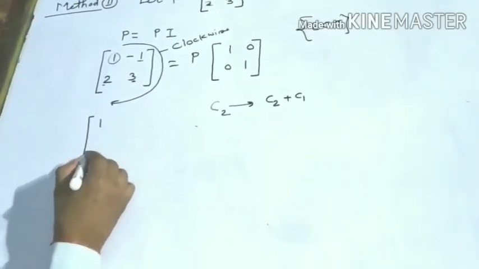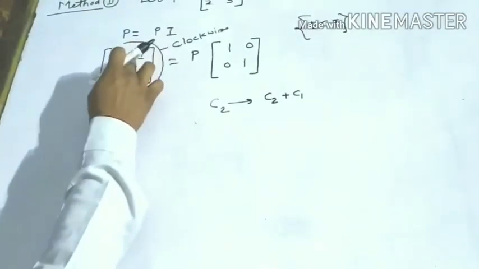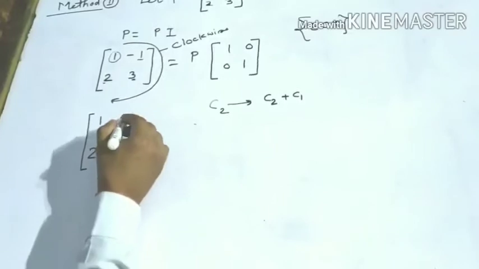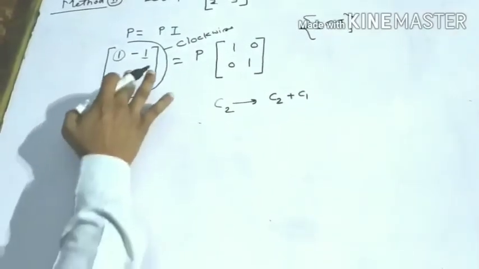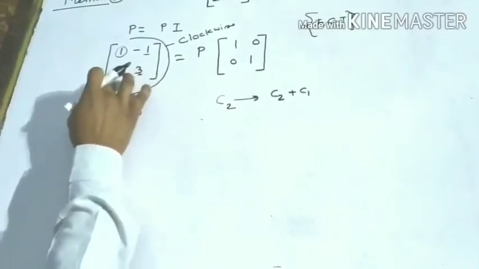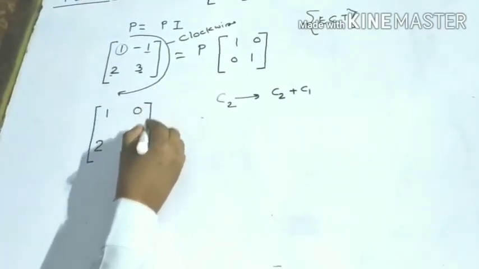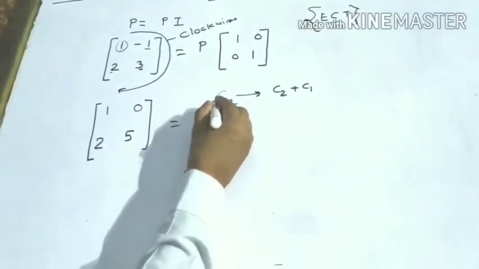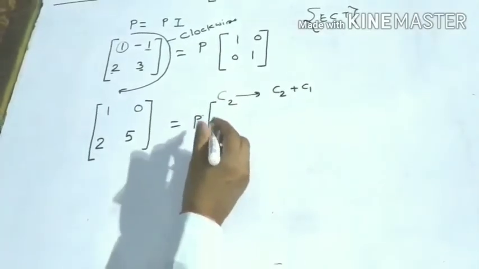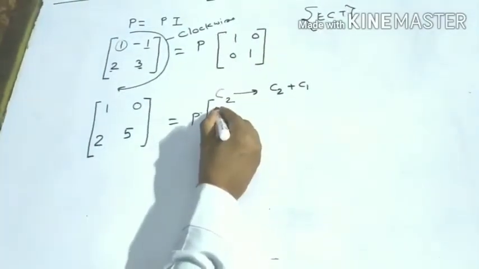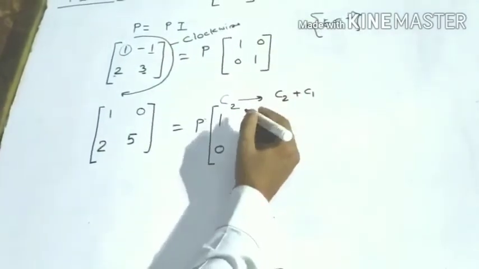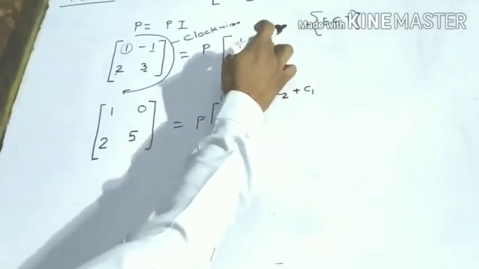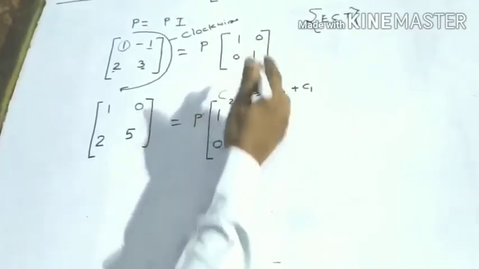In C1 no change. And in C2 we are going to add C1, means minus 1 plus 1, this becomes 0. And then here you have to see, this is 3 plus 2, means this becomes 5. And here this is equal to P. And here also you have to apply the same. In C1 no change. In C2 here we are going to add, so what will we get? This is 0 plus 1 means 1. And here 0 plus 1, this is the 1.